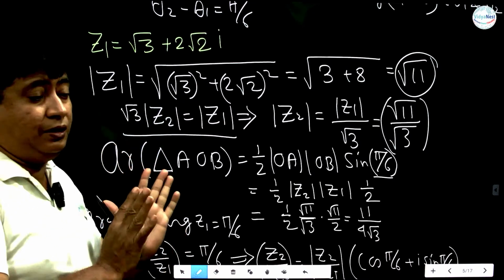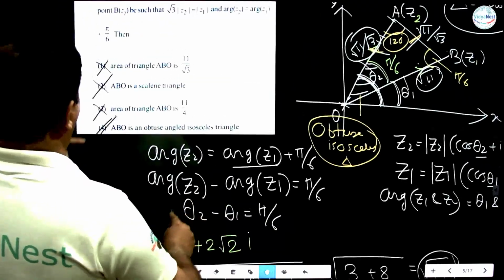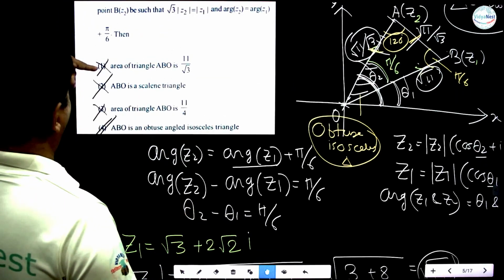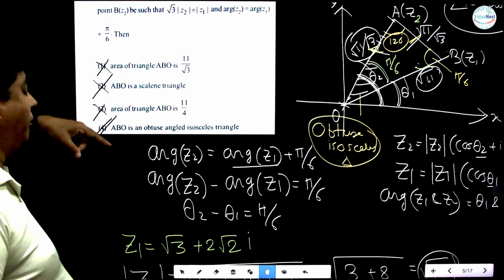So these two options we discarded at the beginning, options 1 and 3. Now we have the tussle between 2 and 4.